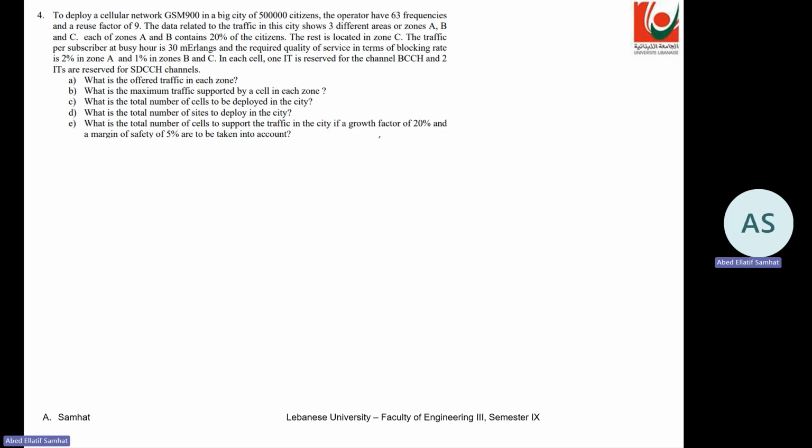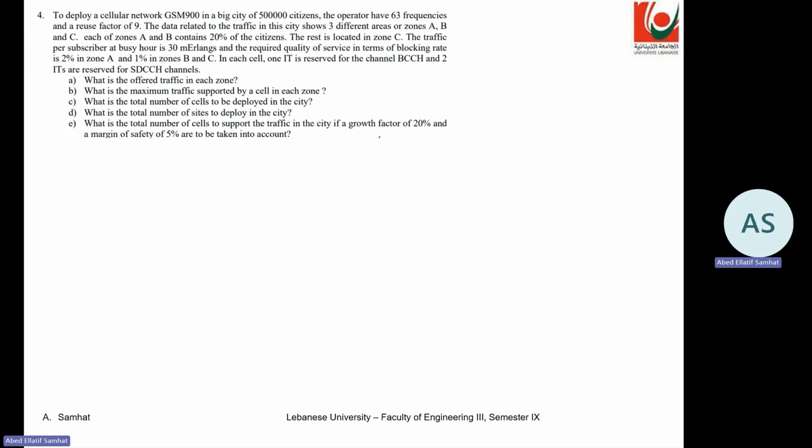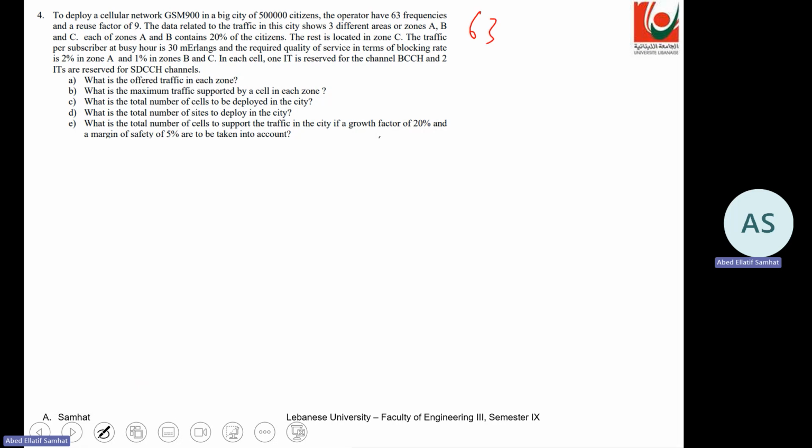We want to deploy a cellular network in a big city, which is a GSM cellular system. We have 500,000 citizens, and we are using frequencies with a reuse factor of 9. The operator will use 63 frequencies. So this operator is able to use 63 frequencies, with reuse factor, cluster size, equal to 9.